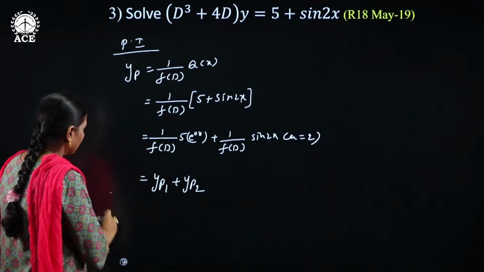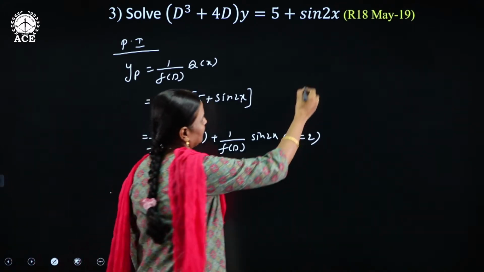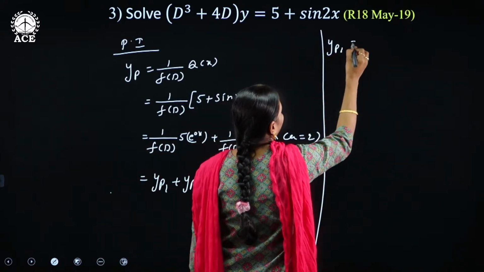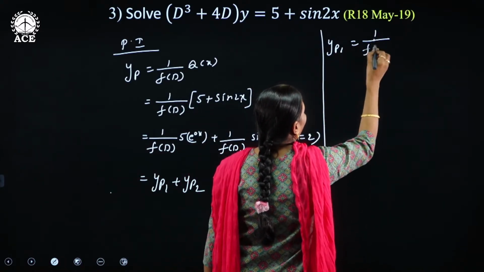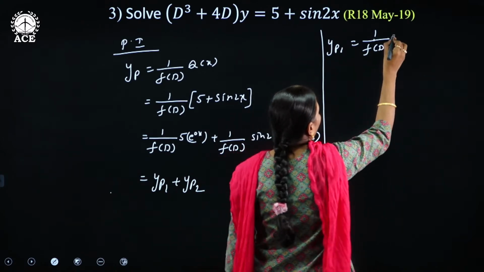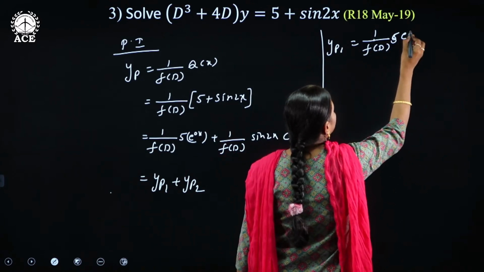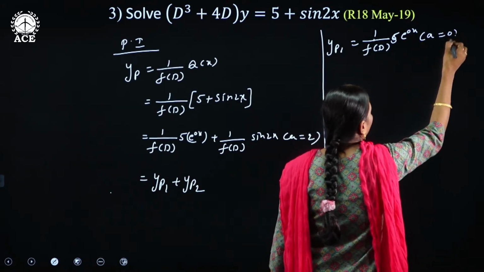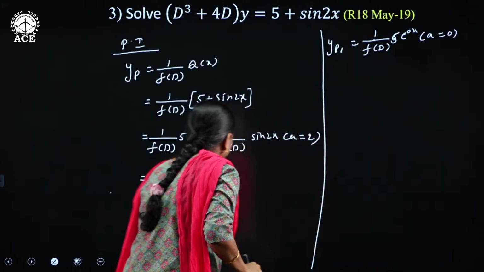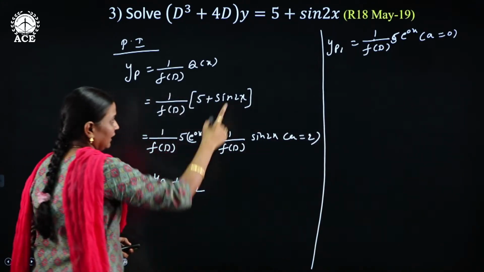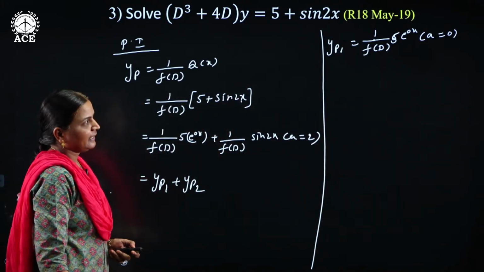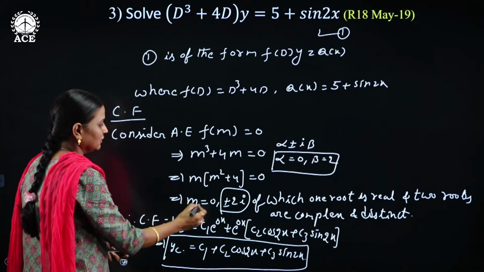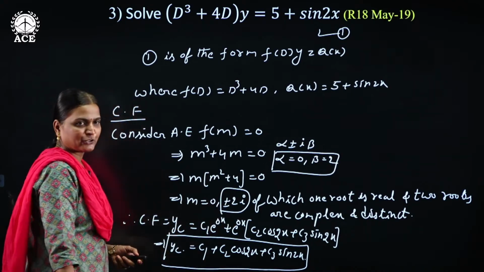Consider 1 by 1. So now yp1 is equal to 1 by f of D into 5 into e power 0x. Now here, what is the a value? a is equal to 0. Observe clearly, already I told this condition. In the first particular integral, a is equal to 0. Now here, what are the roots? 0 plus or minus 2i.